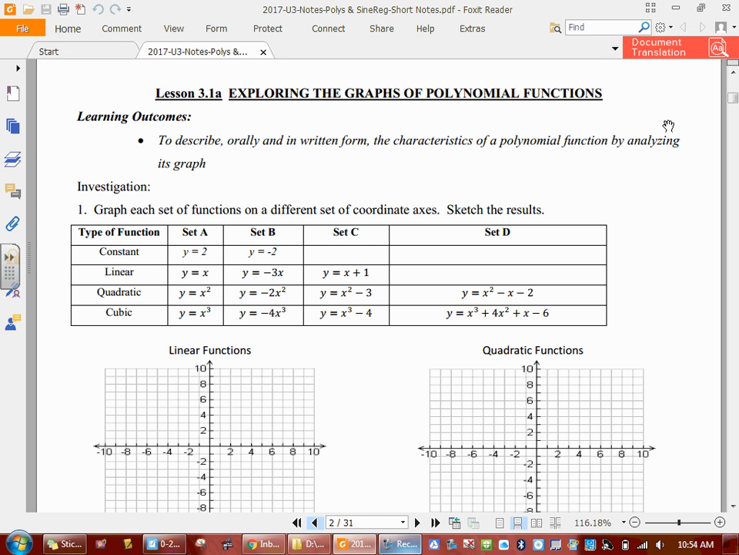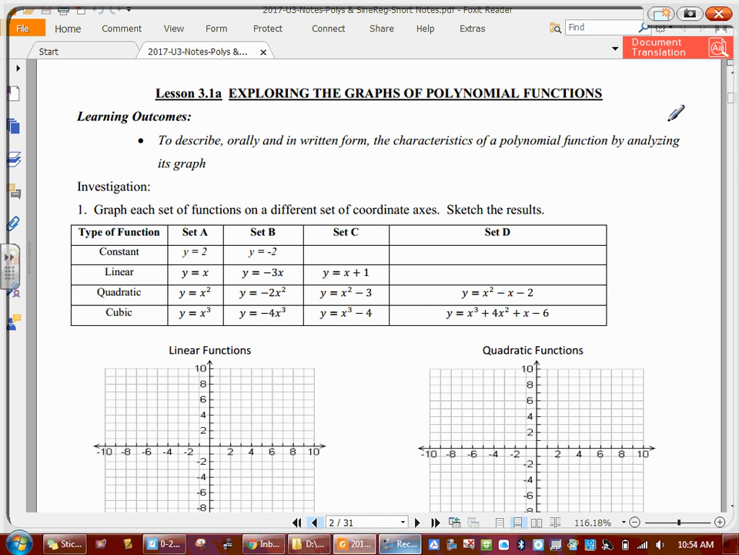Set B has coefficients other than a positive 1. If you look at set A, almost all of them are positive 1 except for our constant y equals 2. In front of every single one of these, the first thing we notice is that each has a hidden positive 1 in front. So these are all going to be positive functions. Looking at B, they are all negative functions. We're going to deal with set C and D in a moment.